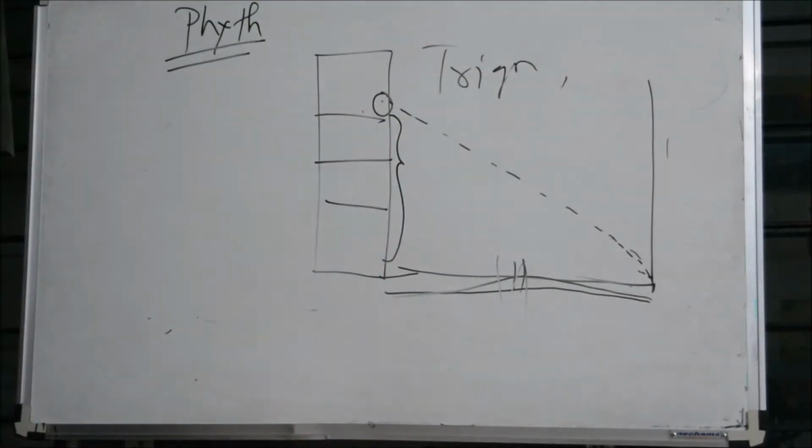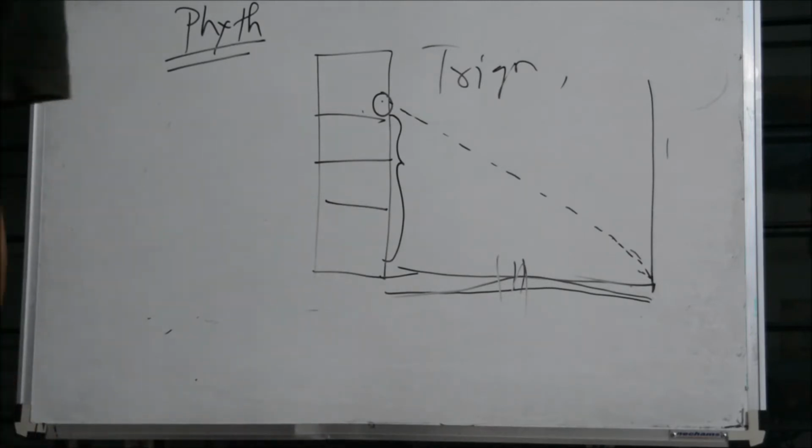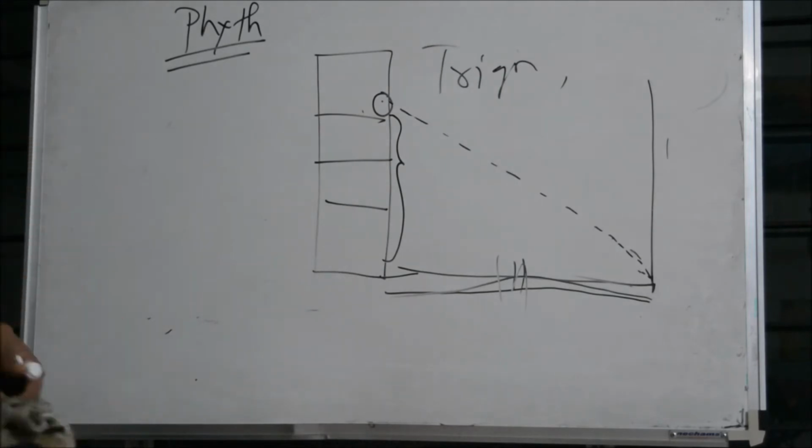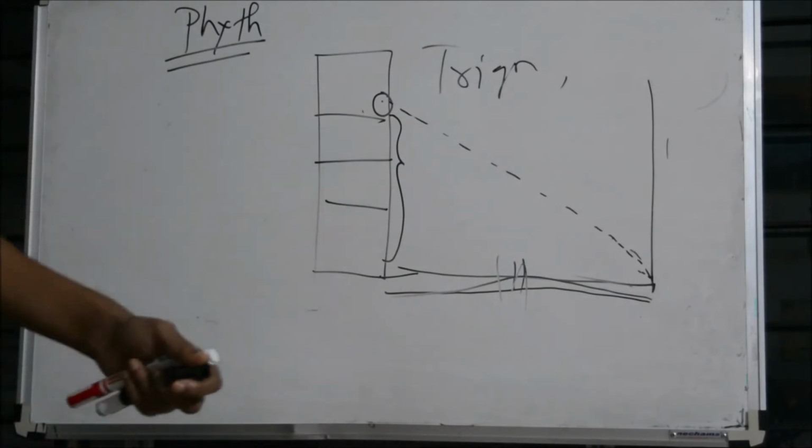So these are the basic things. This is just an example. Today in higher mathematical and scientific calculations, trigonometry is used to find out many different things.